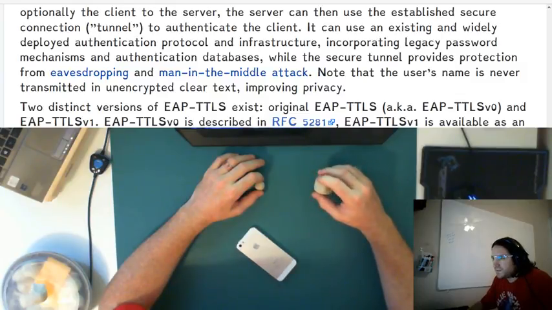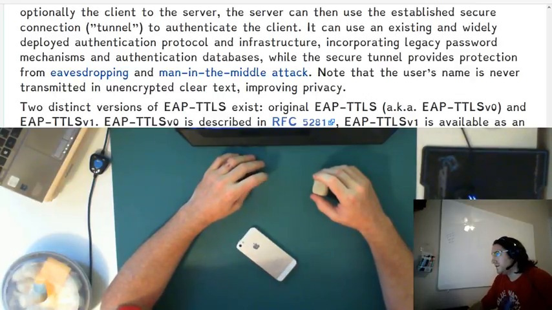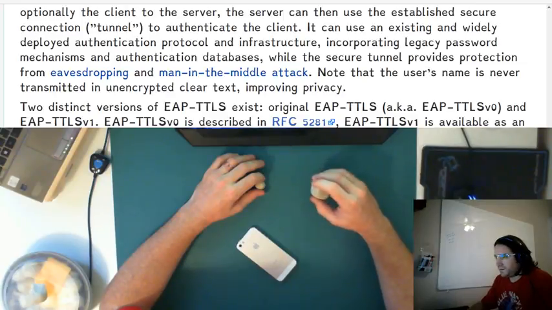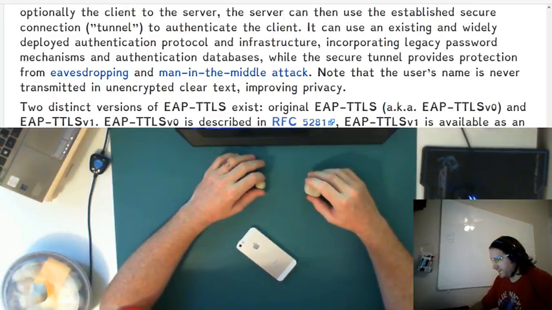Two distinct versions of EAP-TTLS exist: original EAP-TTLS, aka EAP-TTLS v0, and EAP-TTLS v1. V0 is described in RFC 5281, while V1 is available as an internet draft.